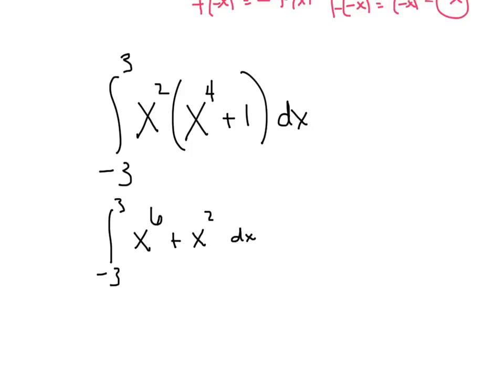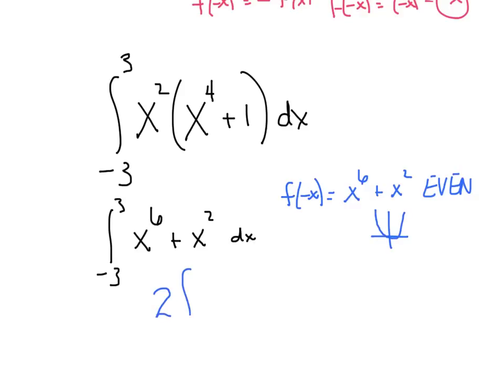Now, perhaps you don't know if that function's even or odd. All right, well, just plug in negative x and see what happens. If you find f of negative x, I'm going to get negative x to the 6th, which is x to the 6th, plus negative x squared, which is x squared. I get the same thing, so I know I have an even function, okay, which means I'm symmetric to the y-axis. So I can really say, I can just do the integral 2 from 0 to 3 of x to the 6th plus x squared dx.